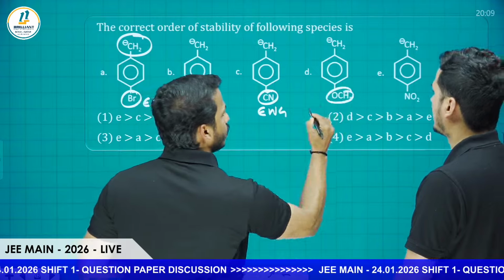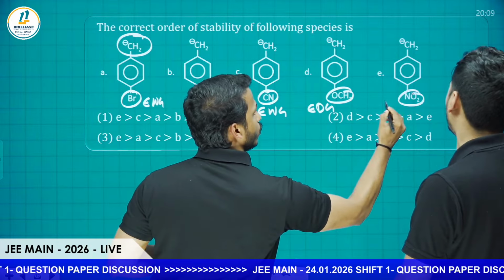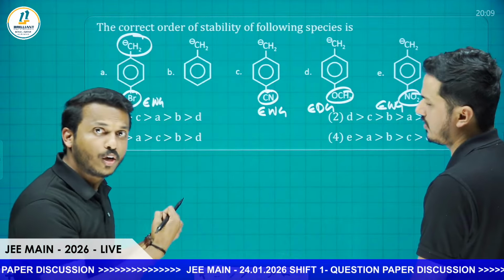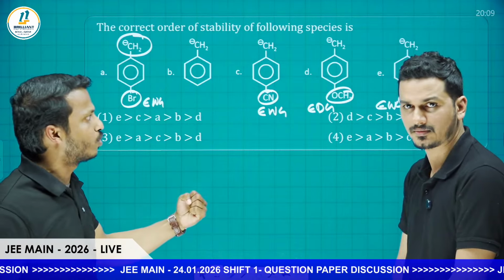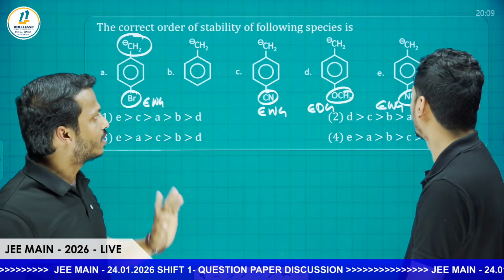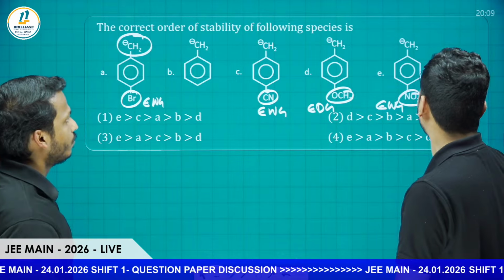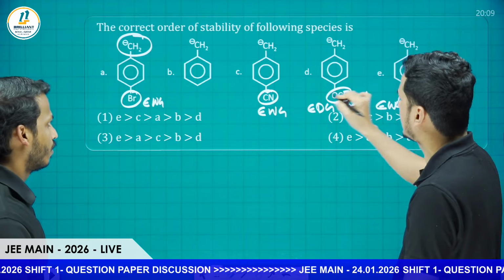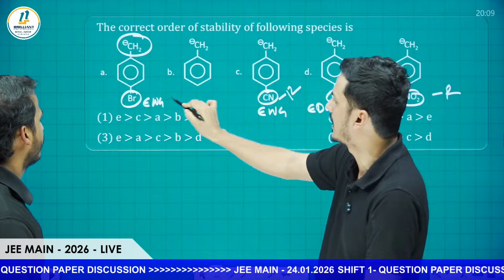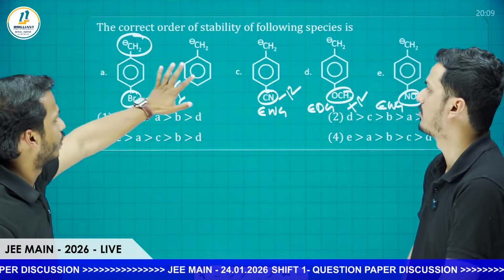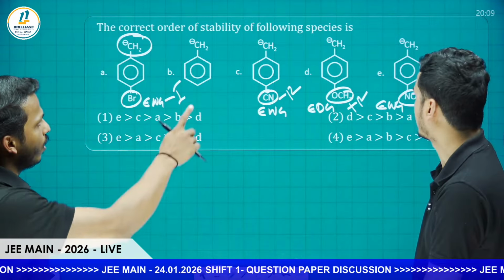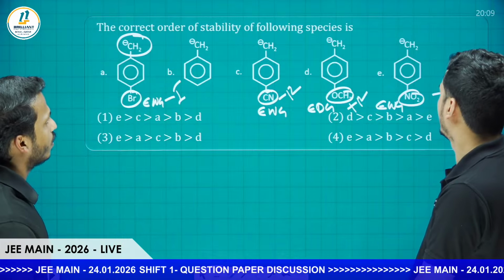OCH3 is actually a donating group. NO2 is a strong withdrawing group. It disperses the negative charge to the ring and stabilizes it. So here minus R effect, here plus R effect, here minus R effect, here minus I effect, and here no effect. So E is the most stabilizing.